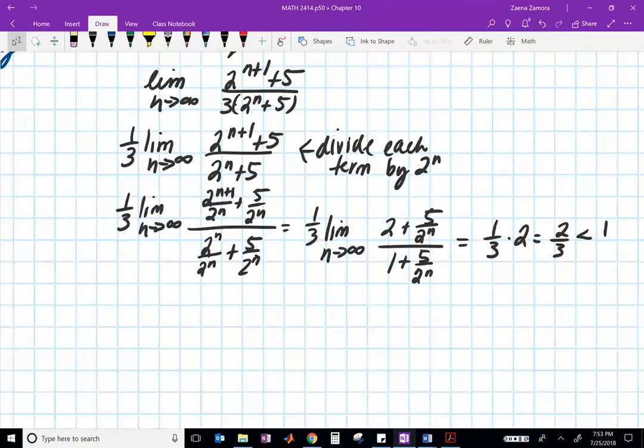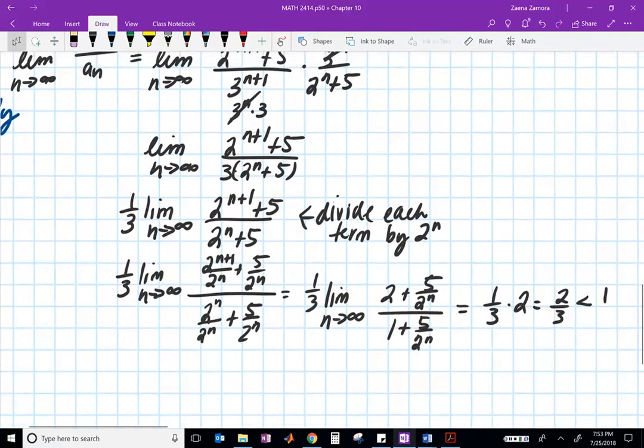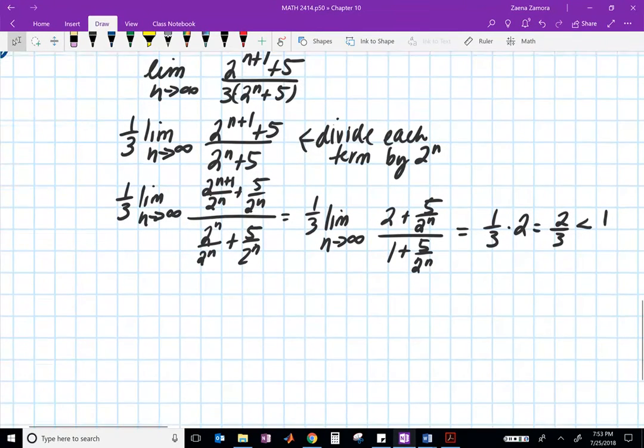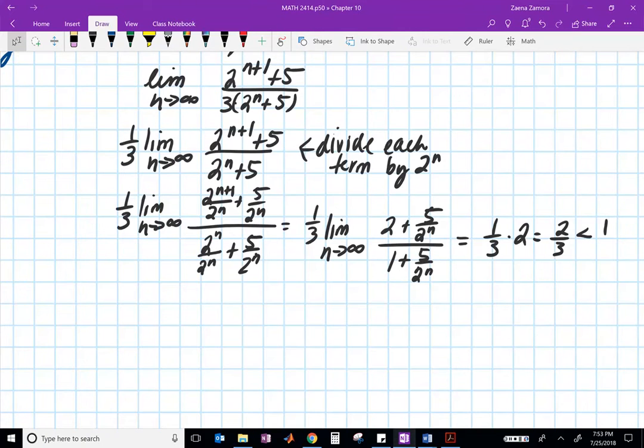One good thing you can do when you're dealing with that stuff is divide by like 1 with the higher degree, or in this case, just divide by whatever is raised to the nth power to make it a little bit easier to deal with.